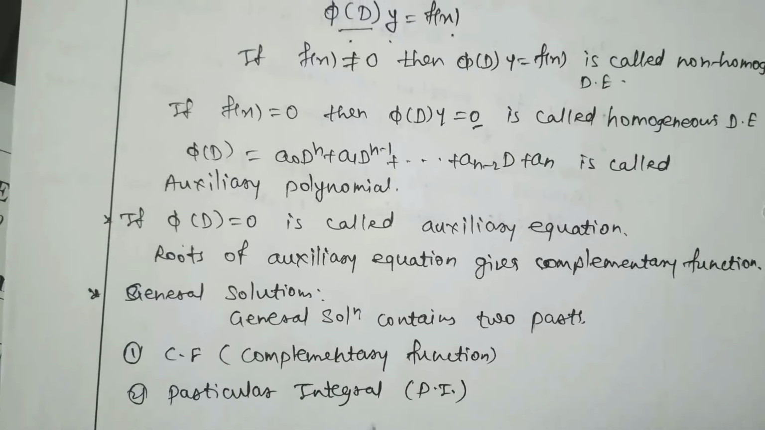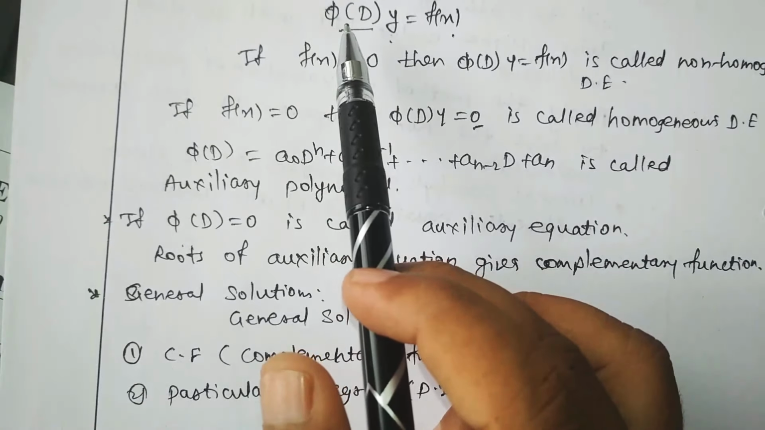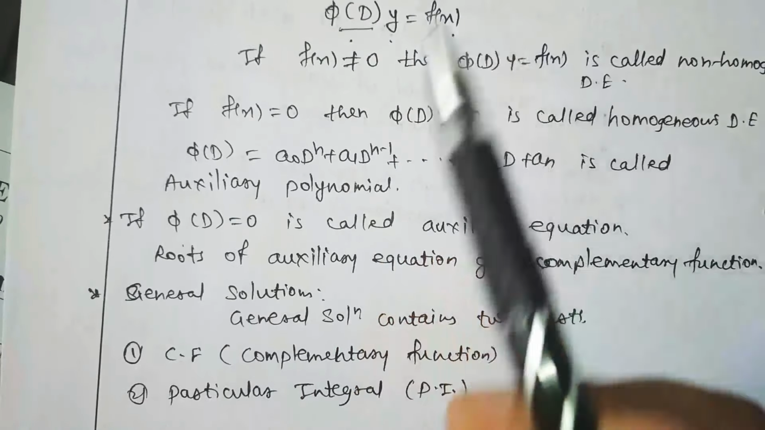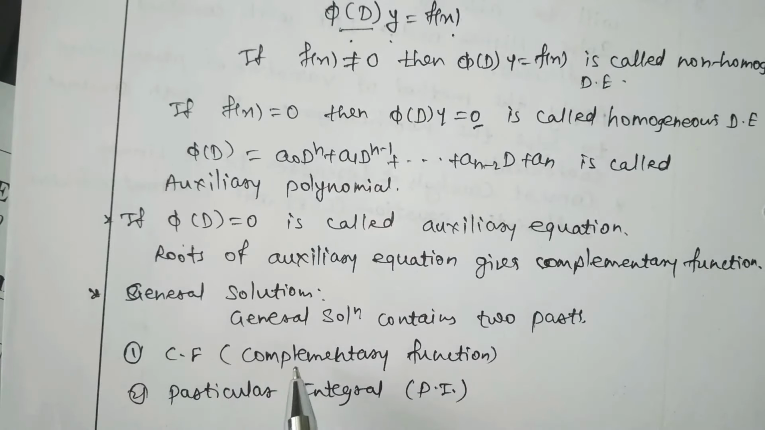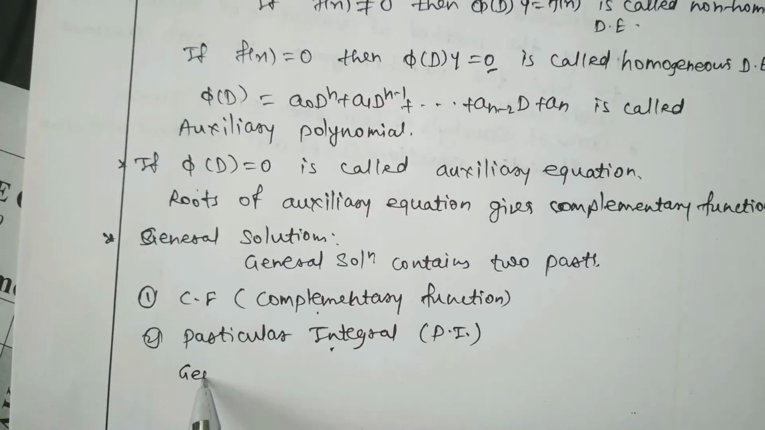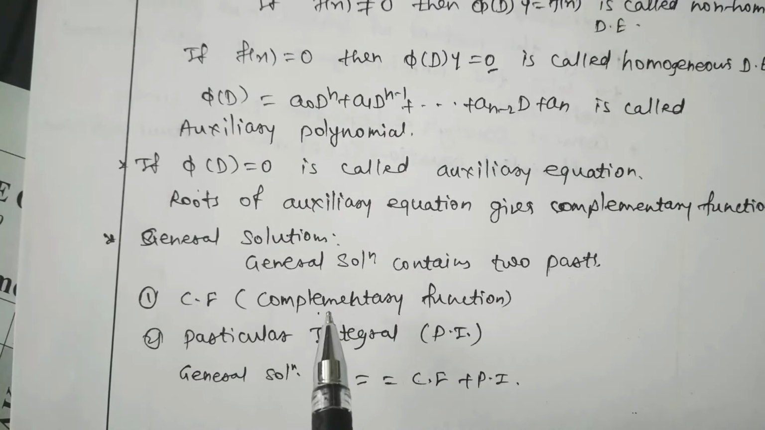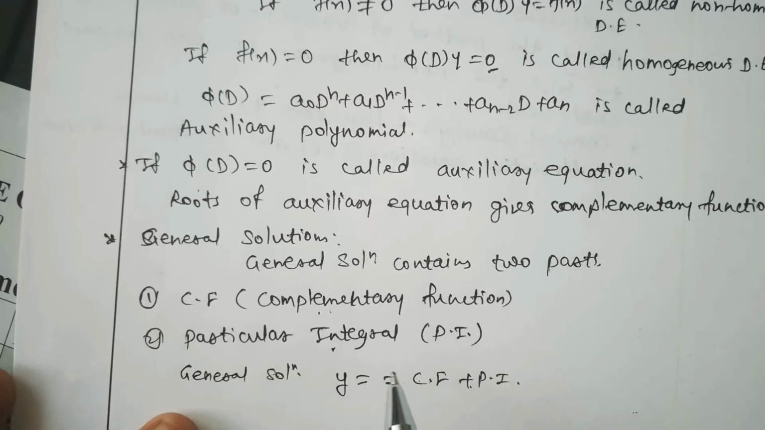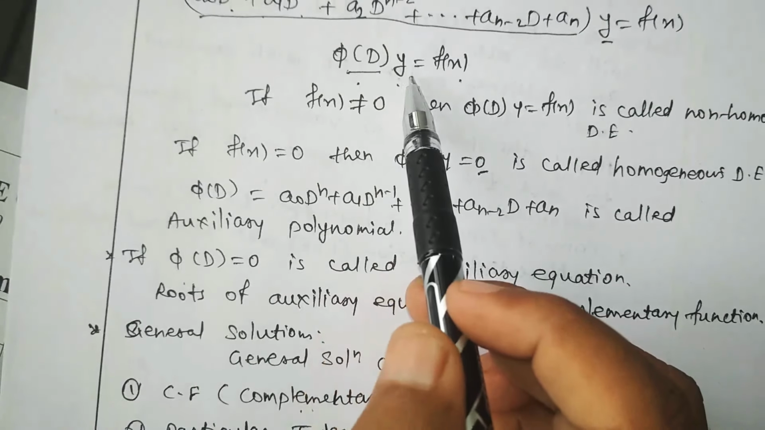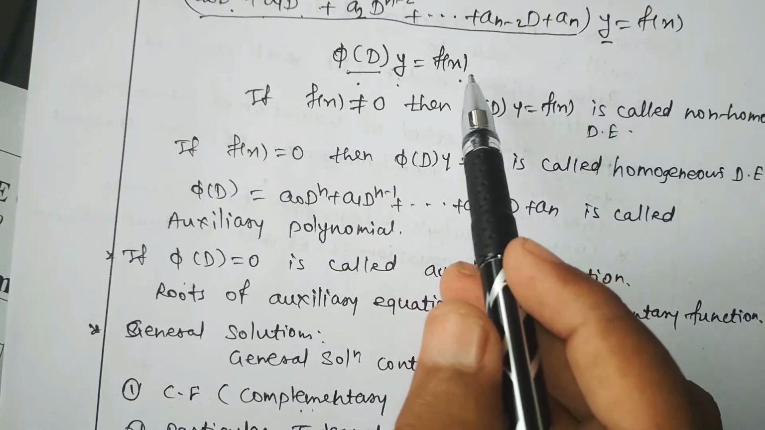So to calculate the general solution of the equation phi of D into y is equal to f of x, we require to find the complementary function and particular integral. Then after finding these, we will get the general solution. That means the value of y is equal to CF plus PI. When you add the complementary function and particular integral, then only you will get the general solution for this differential equation phi of D into y is equal to f of x.